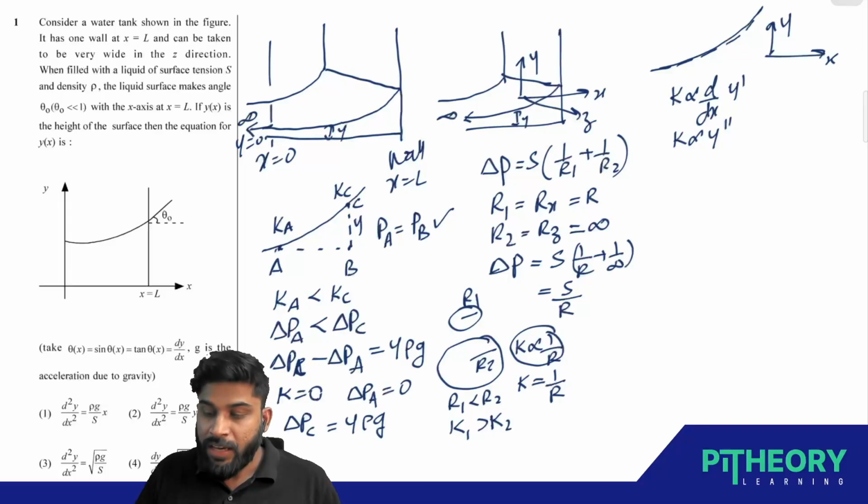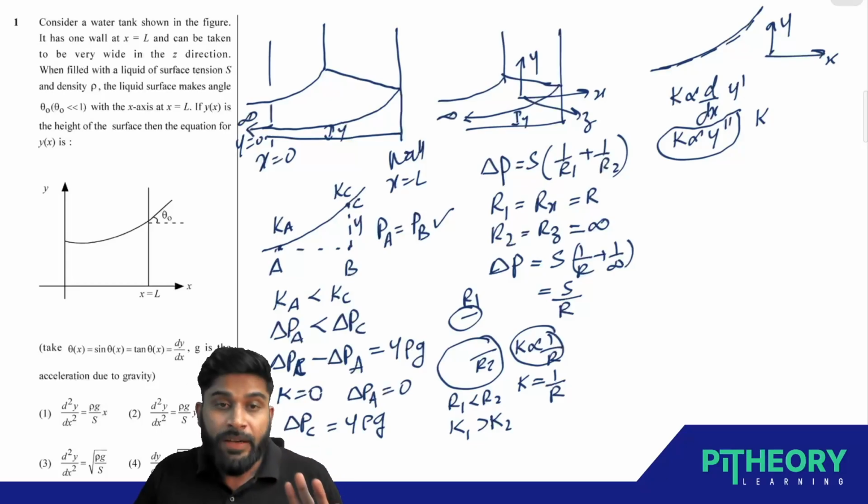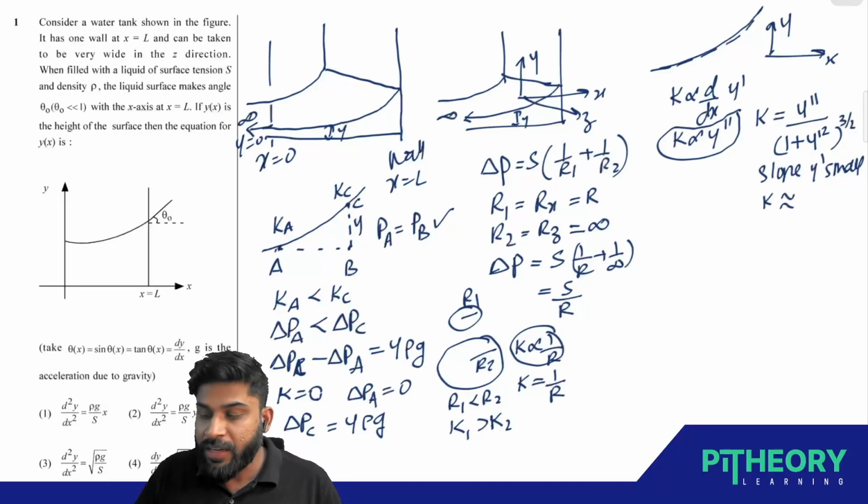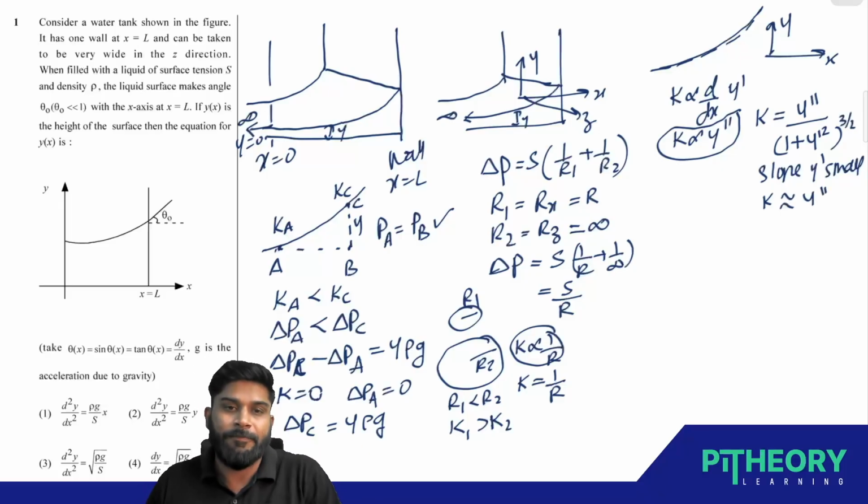Easy relation. If you know this much only, we can do this problem. Or, keeping this in mind, how is the curvature related to y double dash? I'll tell you the direct relation also. K is equal to y double dash divided by (1 plus y dash square) whole to the power 3 by 2. In that, if y dash, the slope, is small, then k is approximately equal to y double dash, easily you can take.